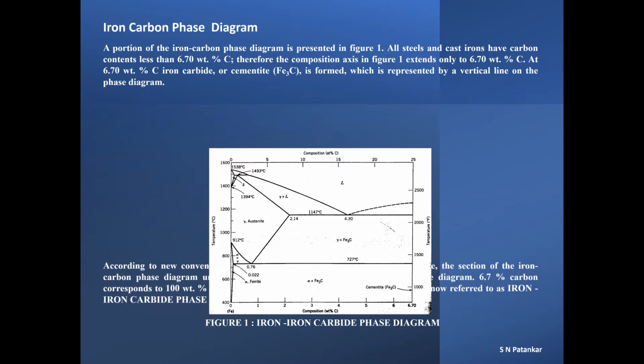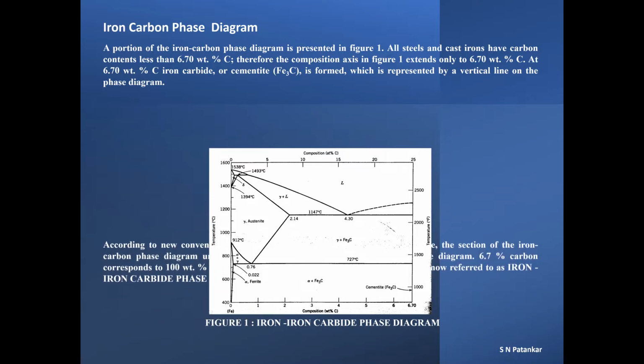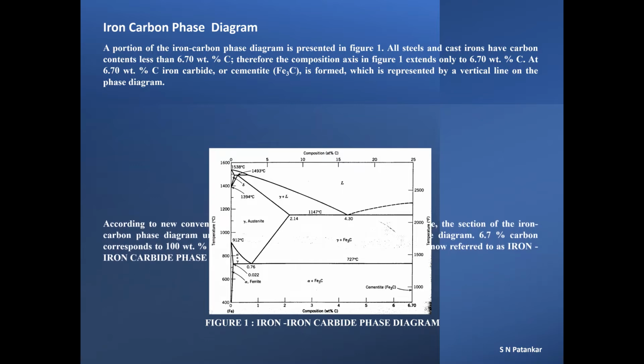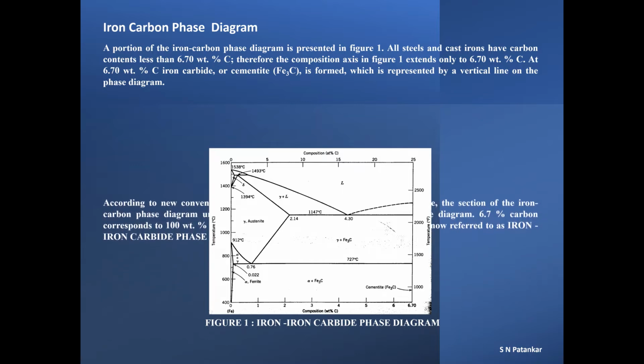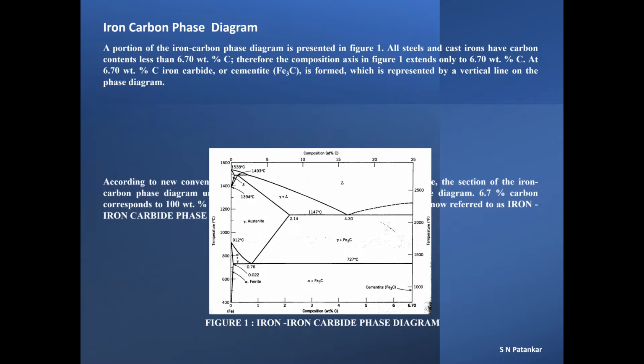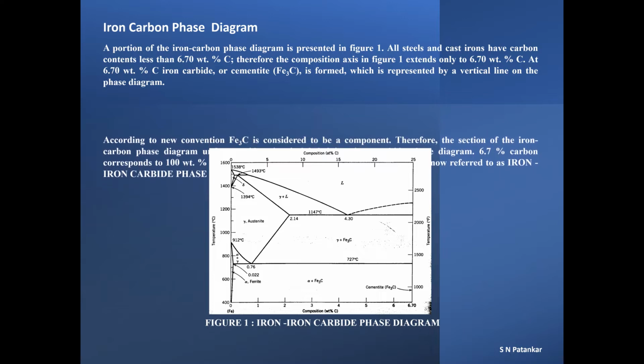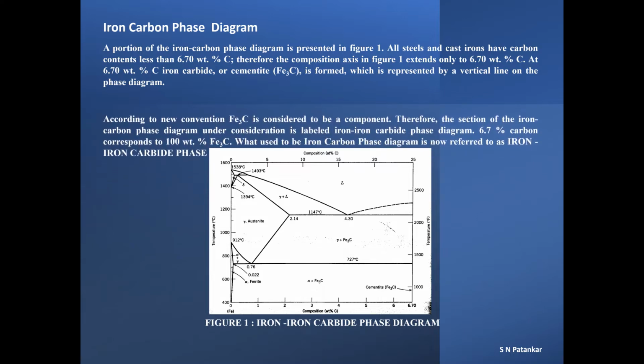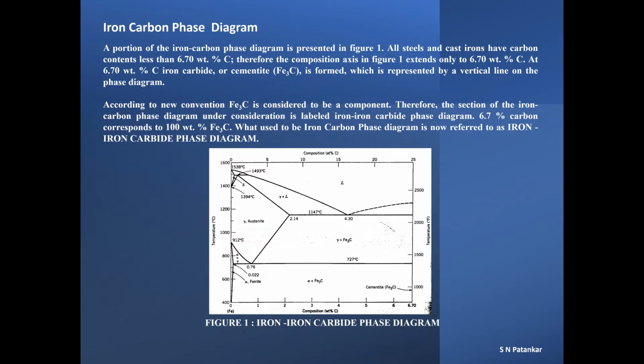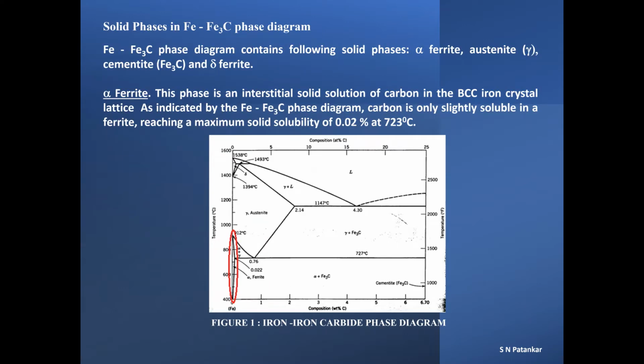When the carbon content is 6.7% by weight, all the carbon is present as cementite, or iron carbide. According to the new convention, therefore, 6.7 weight percent carbon is replaced by 100 weight percent iron carbide, and what used to be the iron-carbon phase diagram is now referred to as the iron-iron carbide phase diagram. Let us now take a look at the different phases that you will likely come across in the iron-iron carbide phase diagram. The iron-iron carbide phase diagram contains the following solid phases: alpha ferrite, gamma austenite, cementite (iron carbide), and delta ferrite.